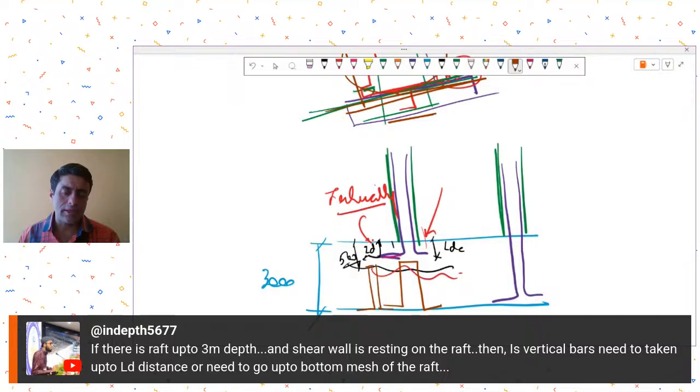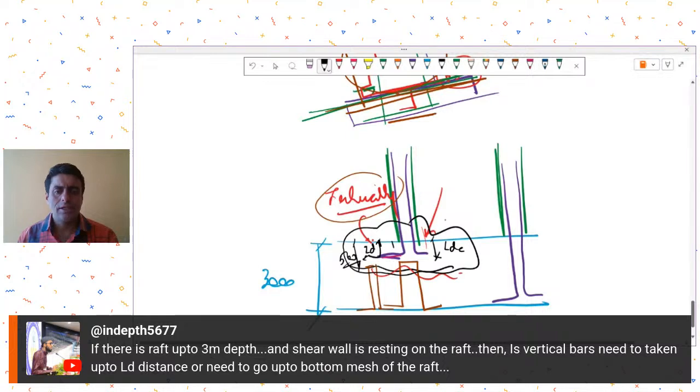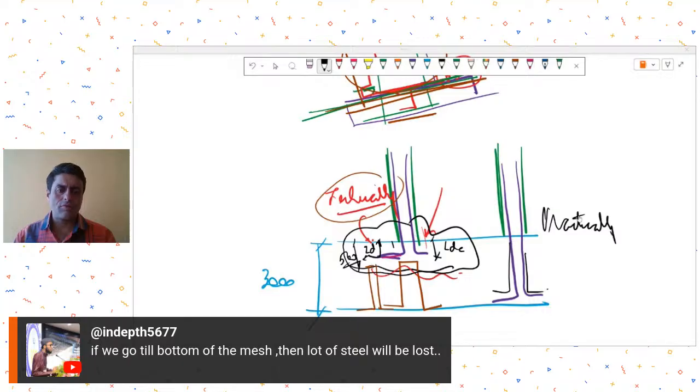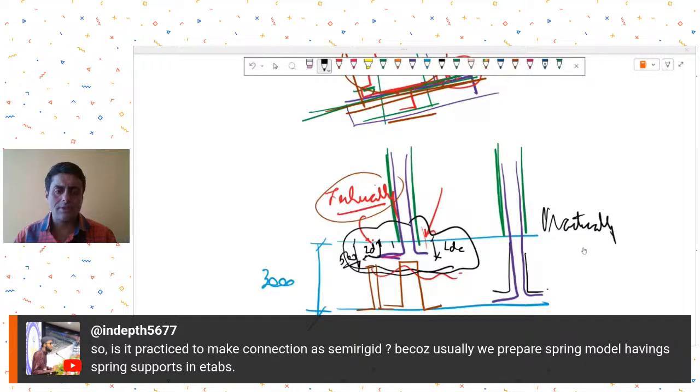So technically, yes, you can terminate the bars after LDT and LDC, and because your reinforcements are hanging suspended in the air, you can provide some chairs below it. But practically, if you see on site, people like to take the reinforcement right till the raft bottom. Yes, you are right. If we go till the bottom of the mesh, then a lot of extra steel we have to provide, because a 3 meter depth has to be added to each bar. So yes, technically not required, but practically it is done on sites.